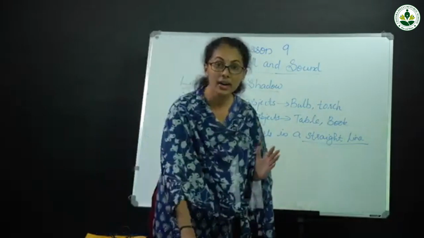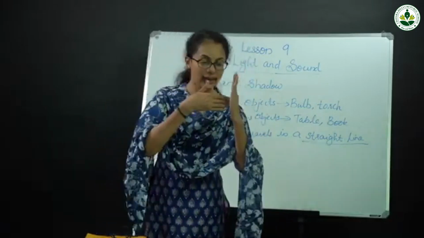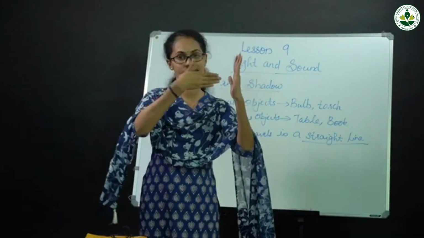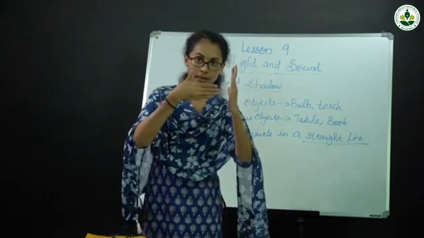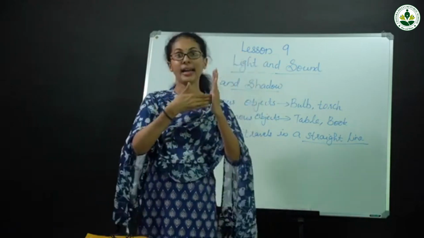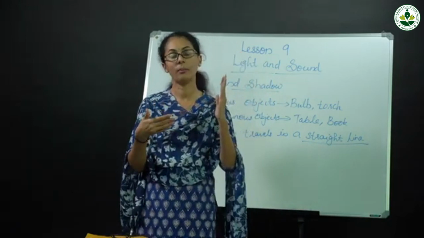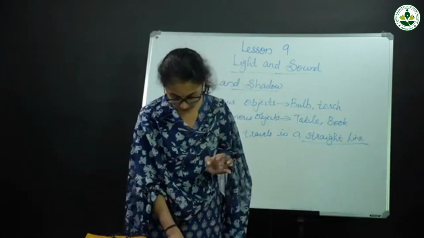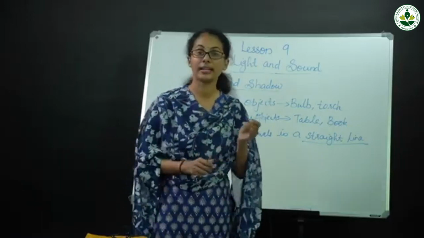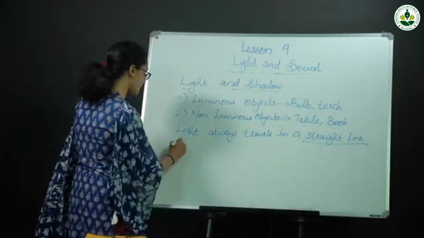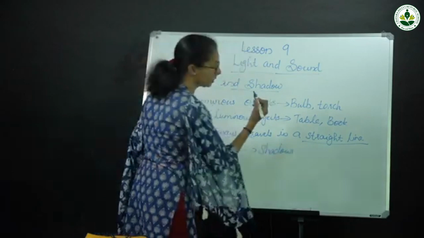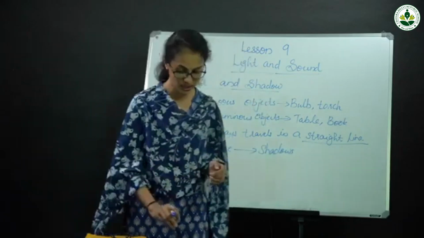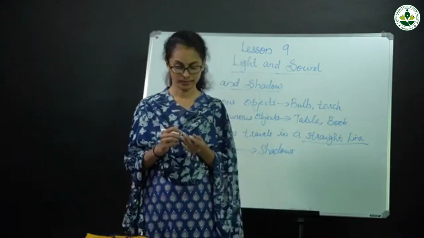When an object blocks light, a dark shape is formed on a surface. That dark shape is known as a shadow.